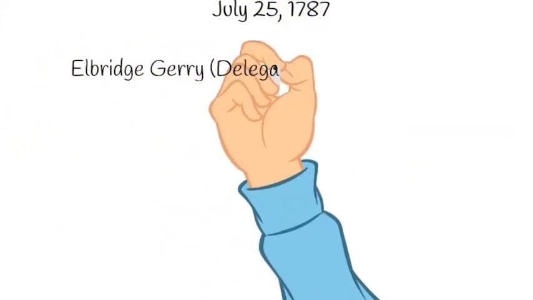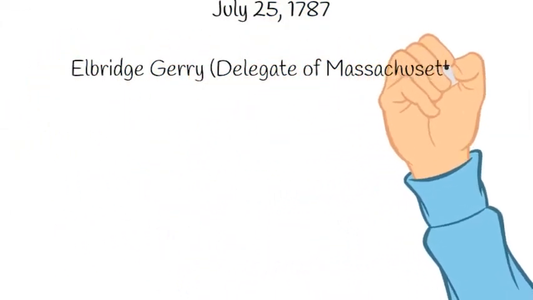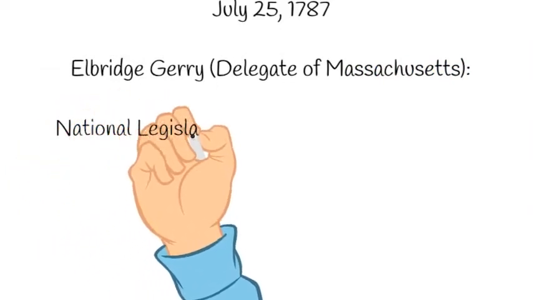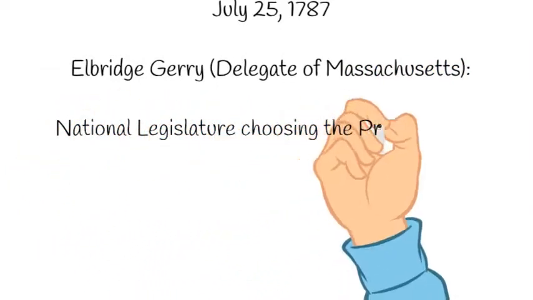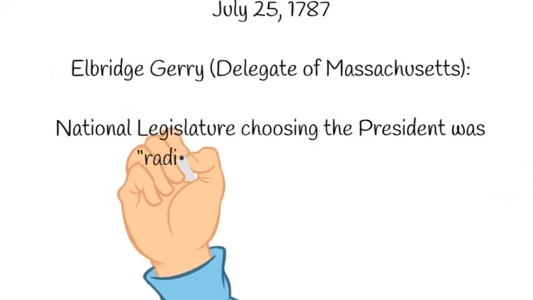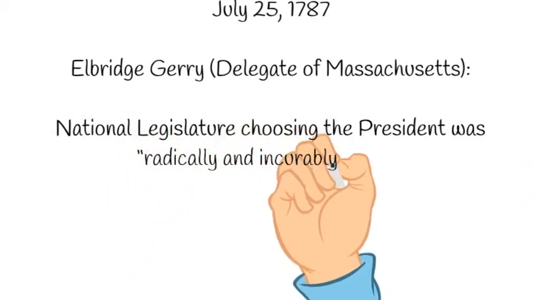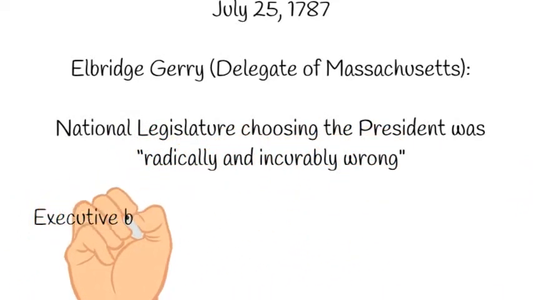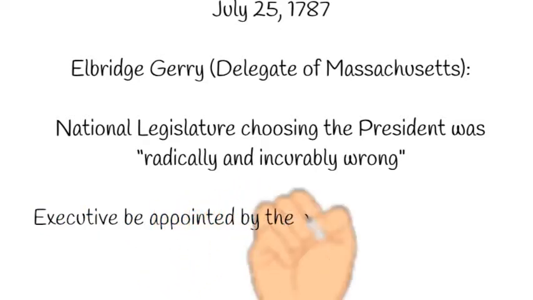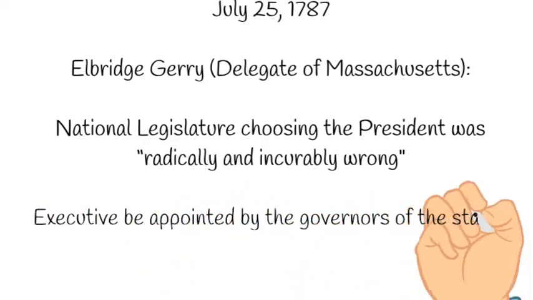On July 25, 1787, Elbridge Gerry, the delegate of Massachusetts, argued the national legislature choosing the president was radically and incurably wrong. He proposed the executive be appointed by the governors of the states, with advice of their councils, but no delegates seconded his proposal.